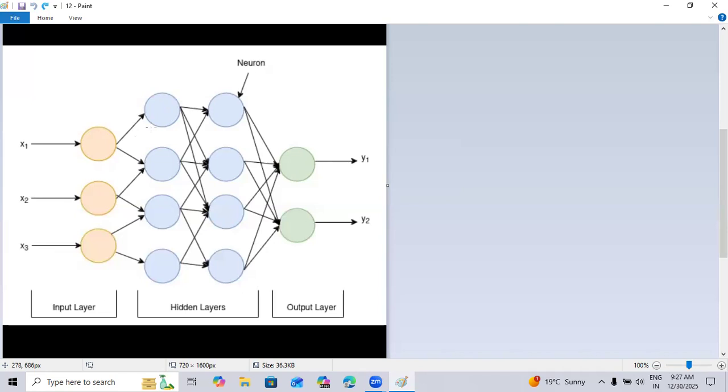So let's go on. After that, this is the neural network structure, and we know how the human brain is implemented as neural networks. Next we have to go to forward propagation. Let's go with forward propagation.